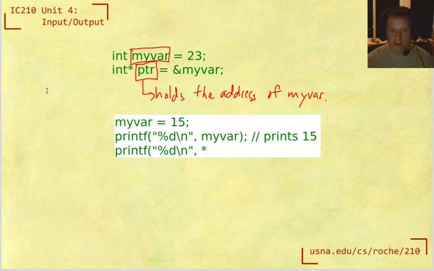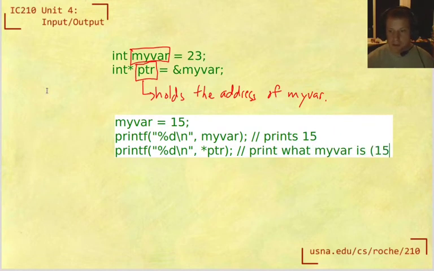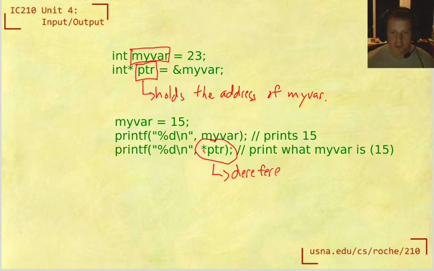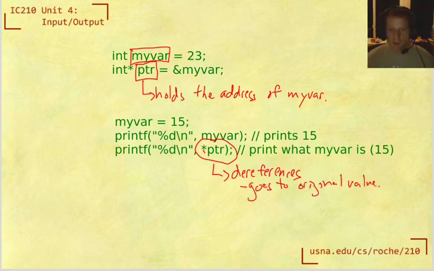We can print that value by what's called dereferencing the pointer. And so this is going to print whatever myvar is, which is in this case also 15. Okay, so what happened in this second example is that this star here, that's called the dereference operator. And when we have star and then the name of a pointer variable, this dereferences it. So this gets back to the original value of what that pointer points to. So this is where we can use dereference to access the original value.